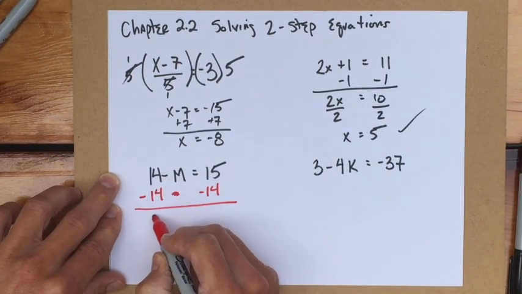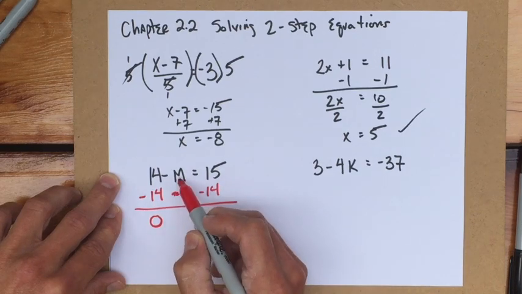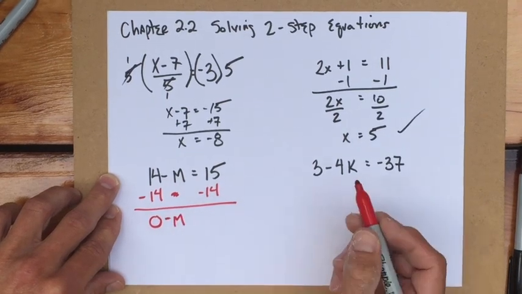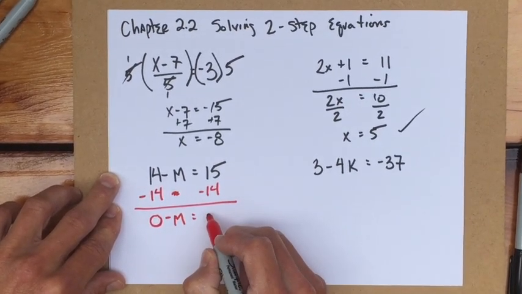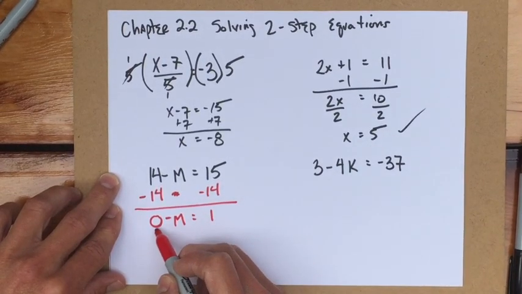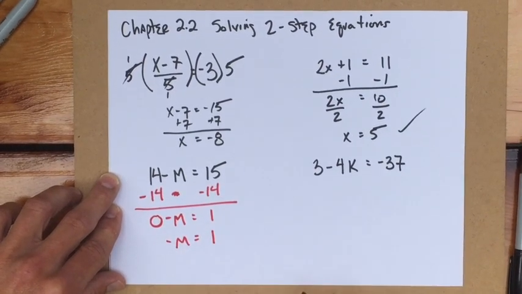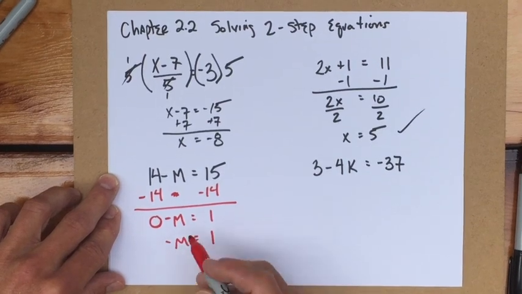14 minus 14 becomes 0. I don't normally write that, but I do it here because minus m has to come down. 15 minus 14 is 1, no big deal there. And then as I've seen in the past, when I have the 0, in this case, 0 minus m is negative m. Now I have a negative number, or in this case, a negative value in front of my m.